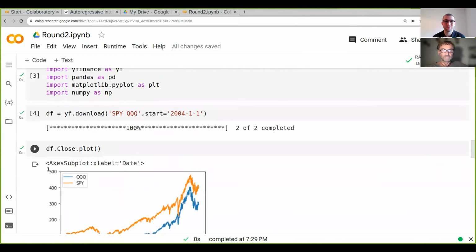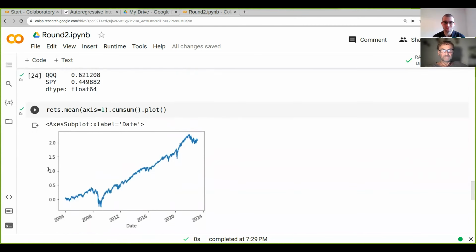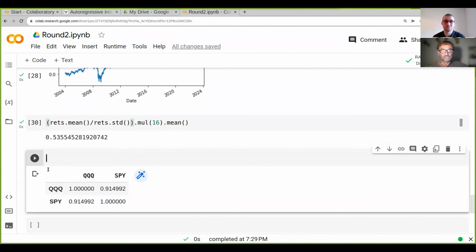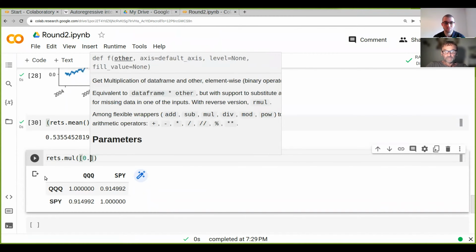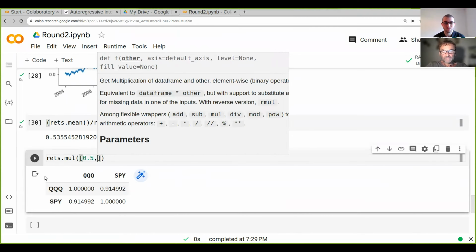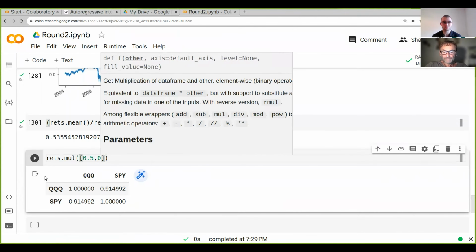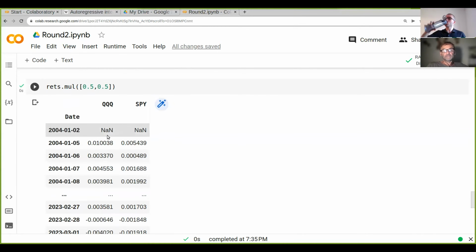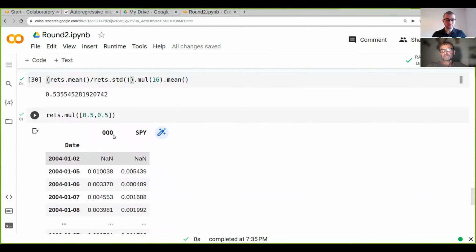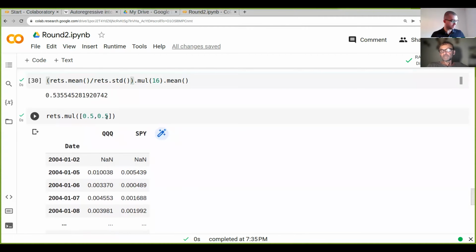You remember we used all this multiplication stuff here? So one thing we could do is something like a rets.mul. Now I'm not exactly sure whether this will work. If we just multiply them both by 0.5. Oh yeah, there we go. So what we've done now is basically we multiplied both of our returns by 0.5.